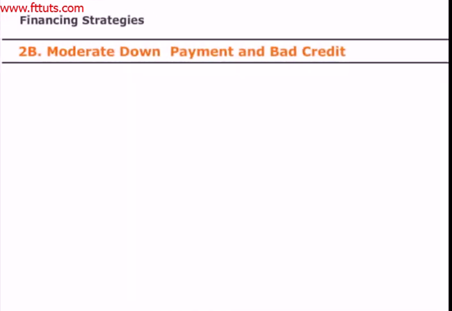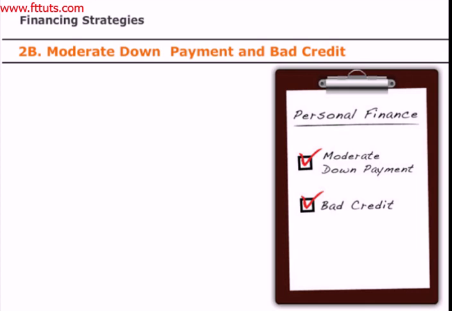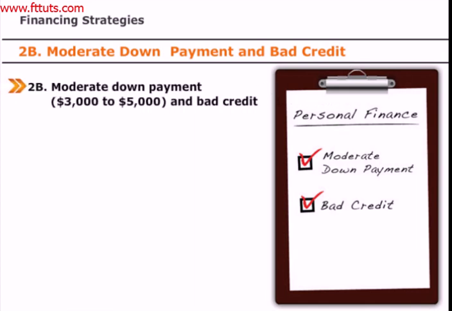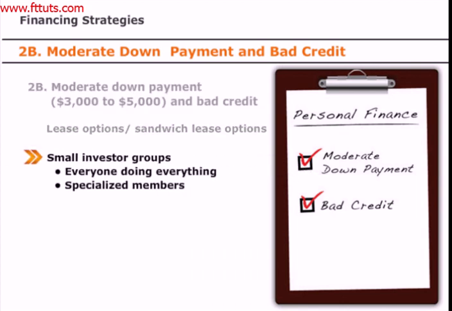Now, moving on, if you have a little more money available, say between $3,000 and $5,000 to use as a down payment, then you have a little more flexibility in your investing options. In this case, you are still able to do lease options and sandwich lease options, but you also have the ability of working with small groups of investors. This strategy helps spread financial obligations and risk around to the various members.